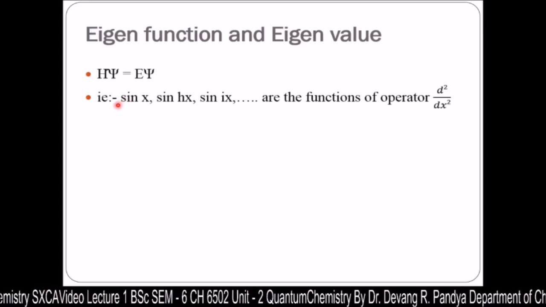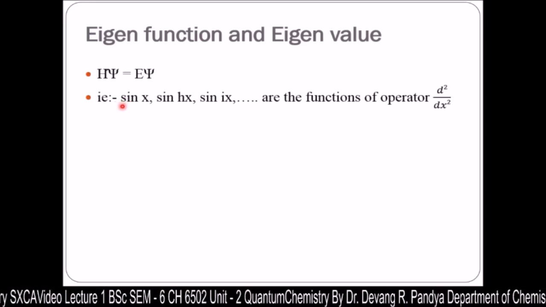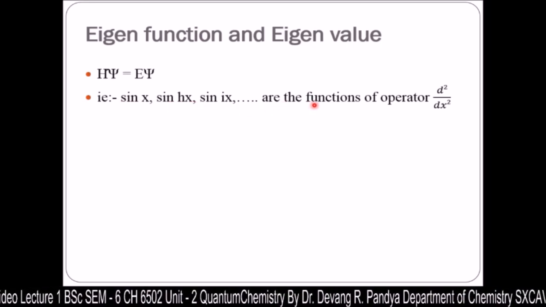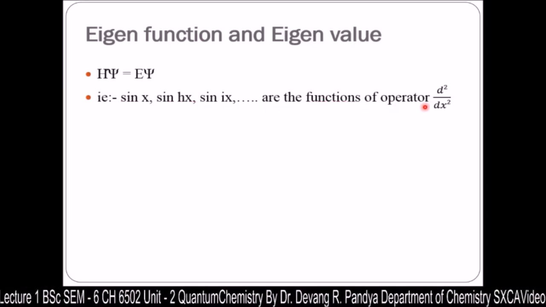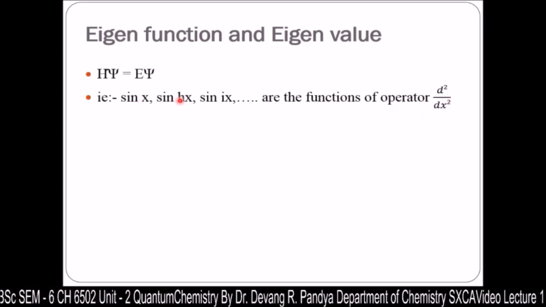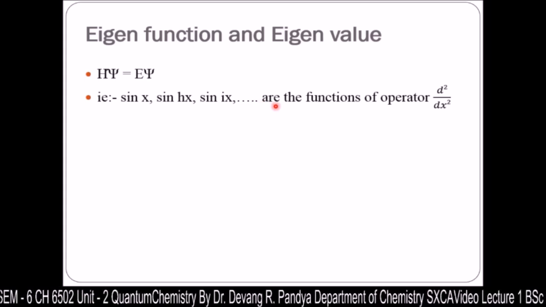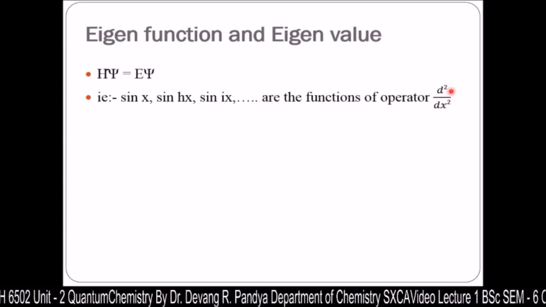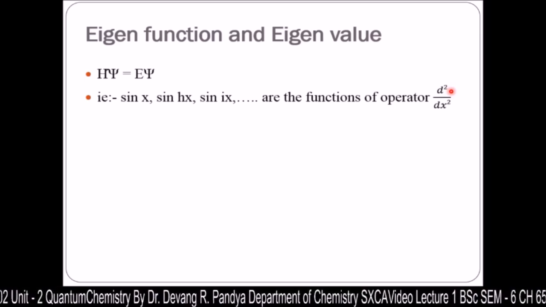Here we have the example. I have sin x, sinh x, sin ix. These are the functions of operator d square by dx square. So function 1, 2, 3, etc. And we have one operator, that is the double differentiation operator, d square by dx square.